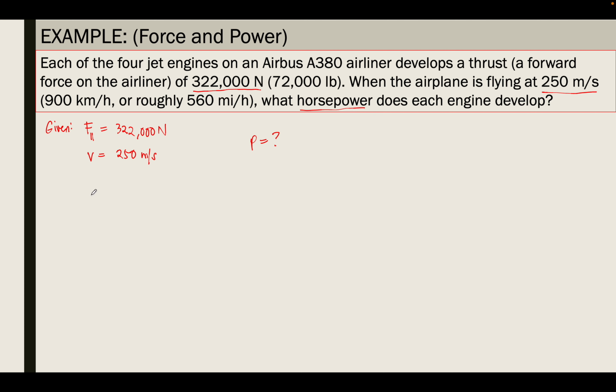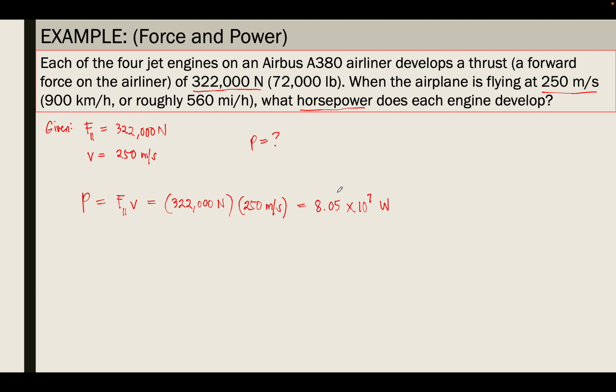Now from the equation, power is equal to the parallel force times the speed or velocity. Substituting their corresponding values, we have 322,000 newtons times 250 meters per second. If we calculate that, we arrive at 8.05 times 10 to the power of positive 7 watts.